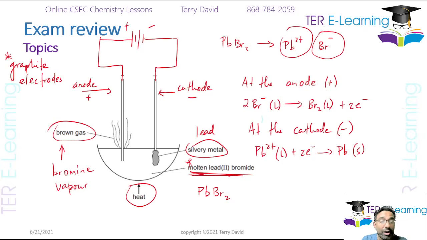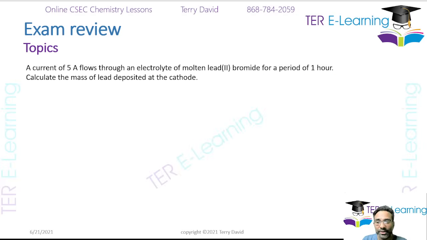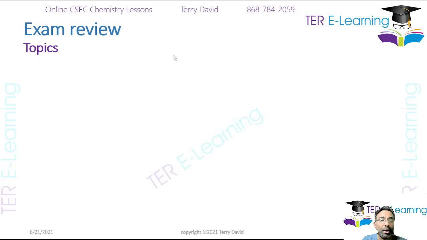So this takes care of the electrolysis that we need to be aware of. What I'm going to look at here with you is how we do our electrolysis calculations, because this could potentially come as a question in your exam. Now, here's what's happening. We have something called the Faraday. That's a unit we use when it comes to electrolysis calculations. 1 Faraday is equal to 96,500 coulombs.